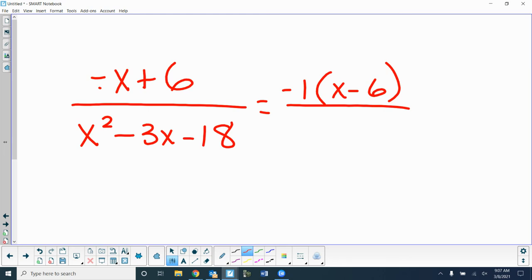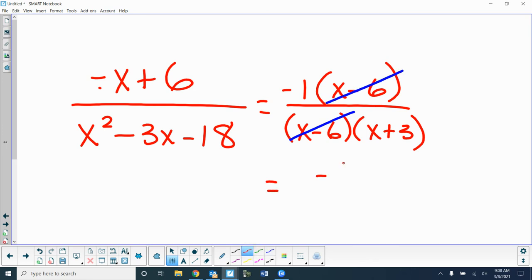Factors of -18 that add up to -3 are -6 times a +3 gives you the -18, and -6 plus 3 gives you the -3. Since it's x squared, you know it's x times x, right? So now we have an x minus 6 in top and bottom that I can cancel. So -1 is in the top, x plus 3 is in the bottom.